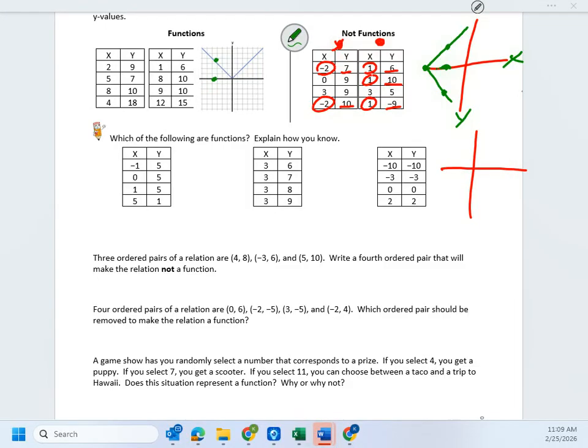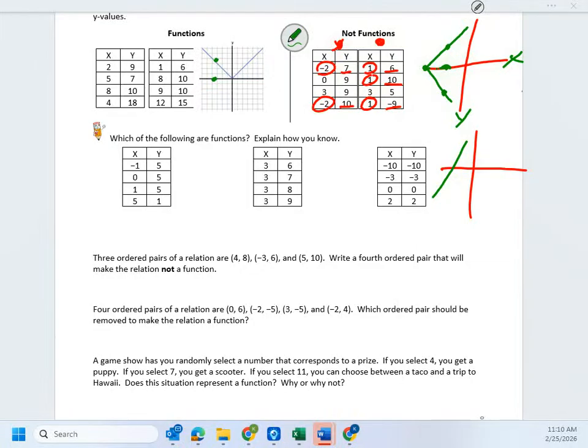If I have a line like that, is that a function or not a function? I see some people nodding and some people shaking their head no. Which one do you think it is? Is that a function or not a function? Show me with your thumb. Thumbs up if it's a function, thumbs down if it is not a function.